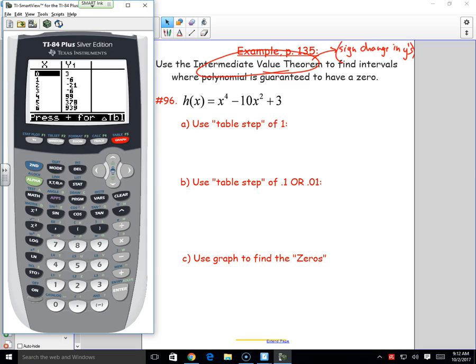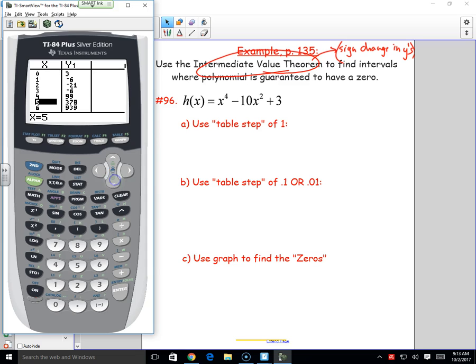Do you guys see any sign changes? Yes. Where? In between 0 and 1. See, there's the x's, and I see the y's go from a positive to a negative. And in between 3 and 4. Now hold on. How many zeros can this guy have? He can have 4. Maybe I should keep looking.